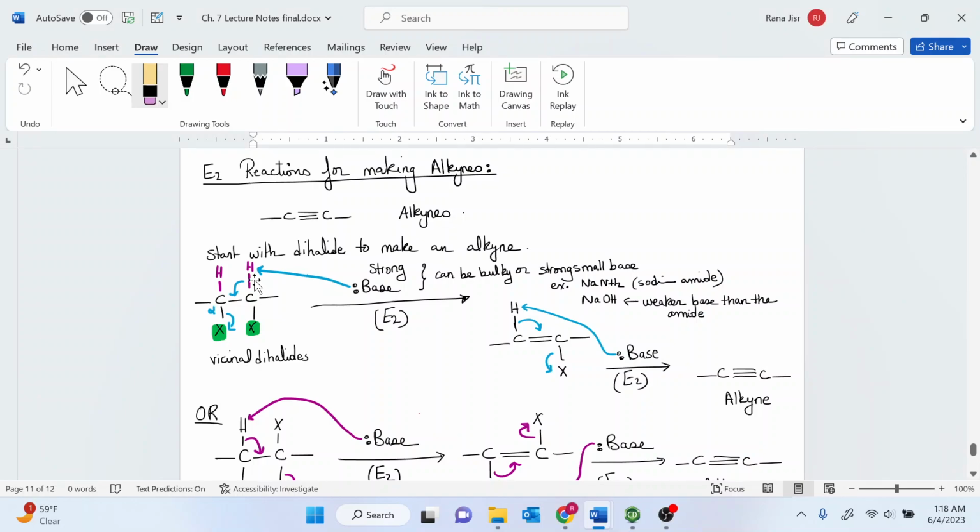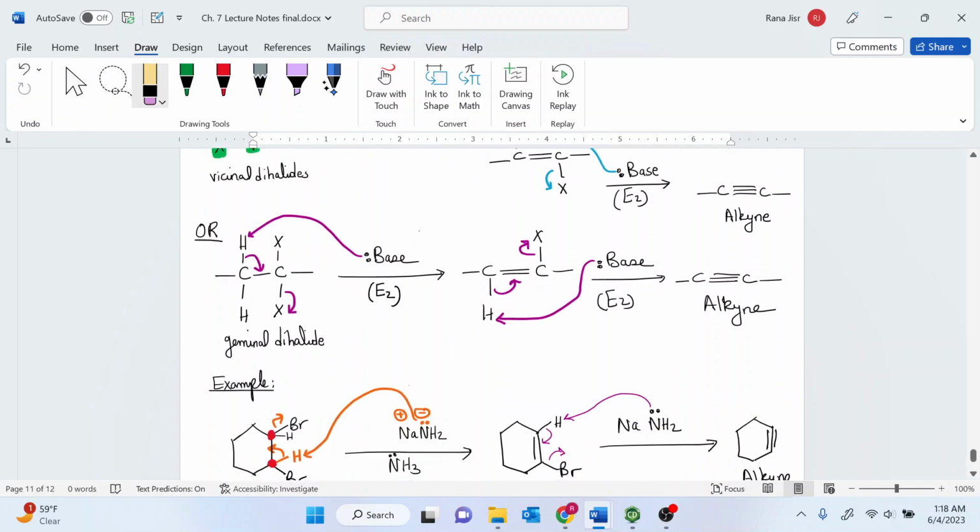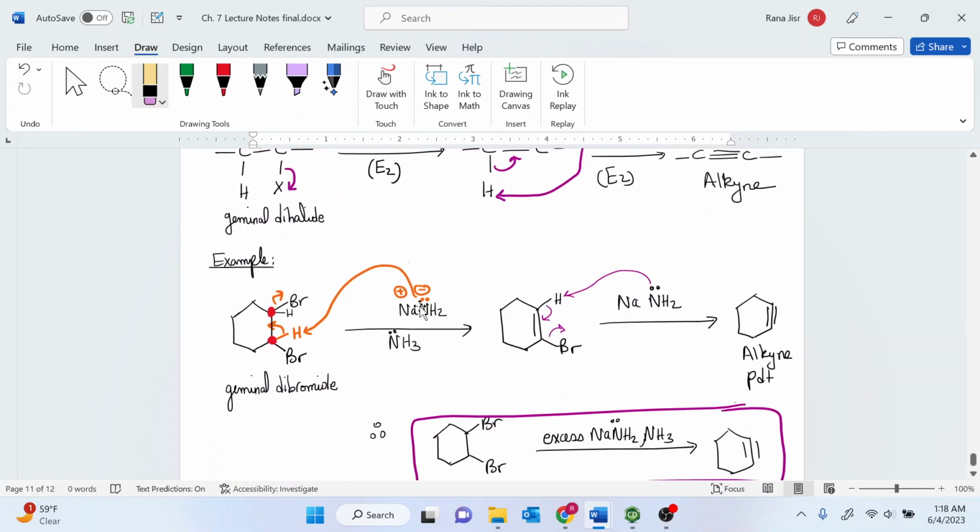Every time the base comes, it takes a hydrogen and an X. You form your alkene. The alkene here is going to be the intermediate, and then the base is going to attack again. It's so hard to stop the reaction because as long as you have a hydrogen and the halogen, the base is going to keep attacking to do the elimination, and your final product is going to be an alkyne. So let's have an example over here.